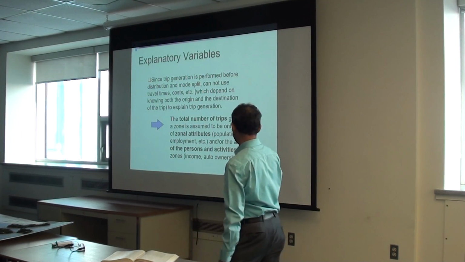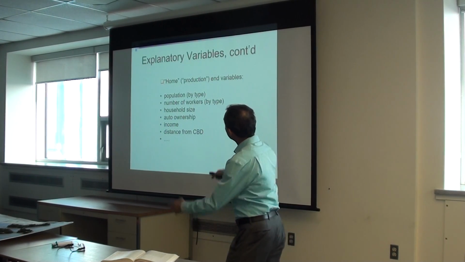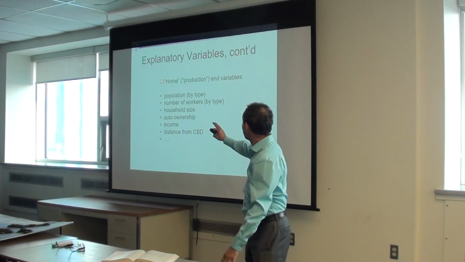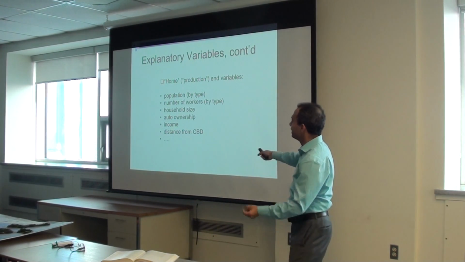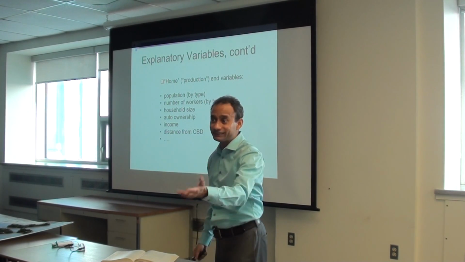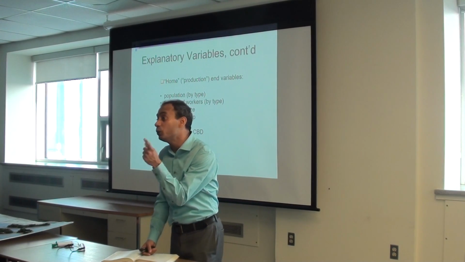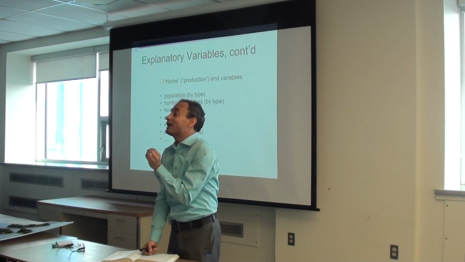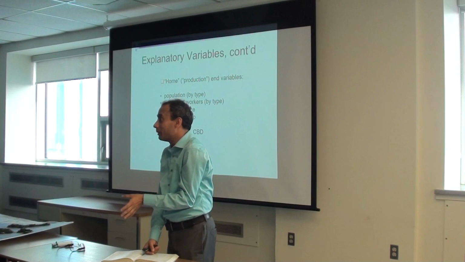Right. So this is more zonal activities. So this is again recapping what I already asked you. So for the production or home end, the variable is population by type. It could be working population, because that's what production is all about. And production is not only working population. This depends. If you are only looking at production for work trips, then working population.